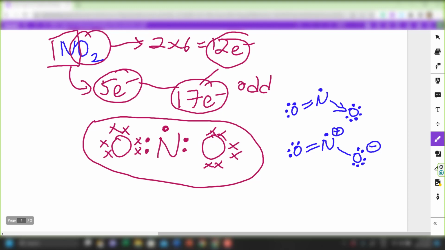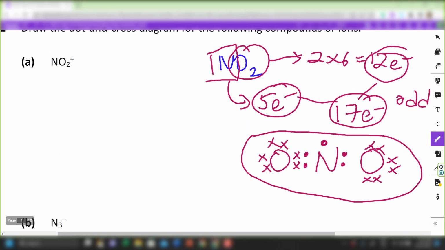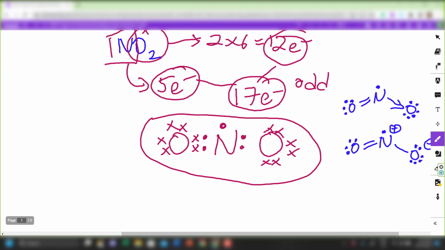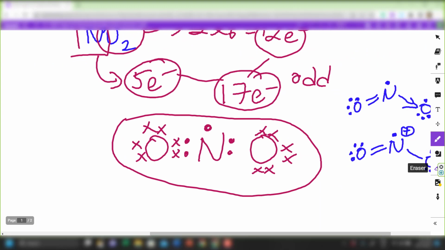So we haven't quite answered the question in full yet. Okay, so over here the question requires you to do NO2 plus, and I'm just going to use the same diagram over here, the one in red. Remember that the one in red earlier on is drawn like this, so crossed.